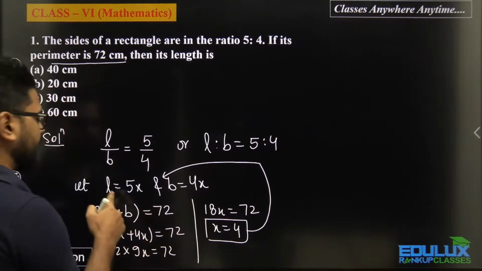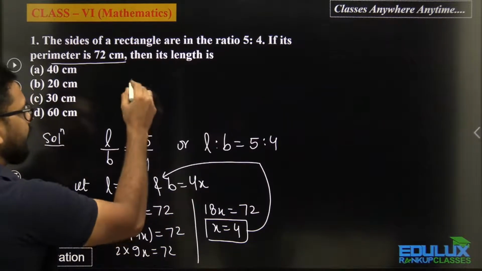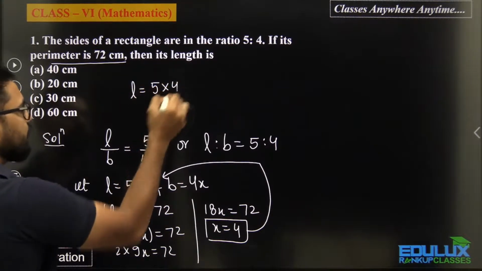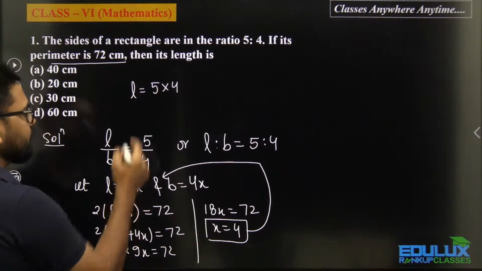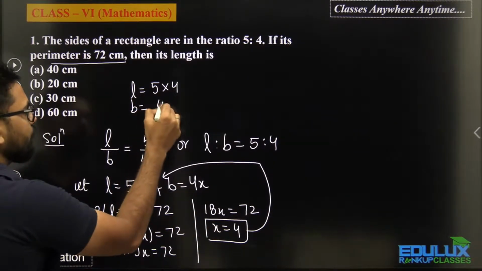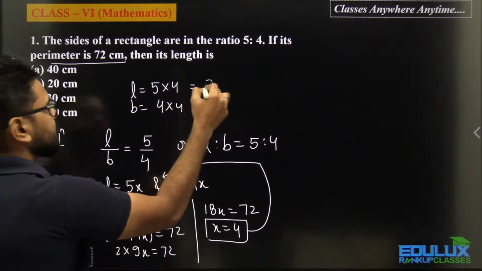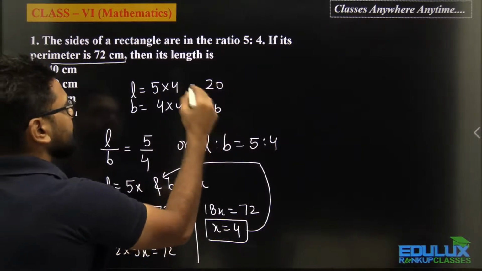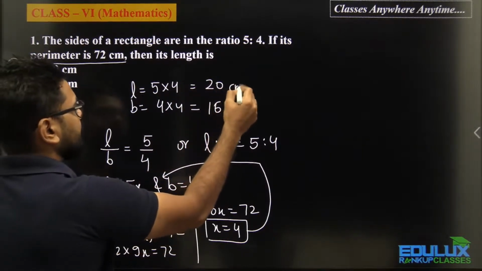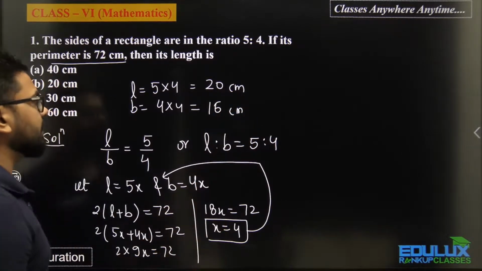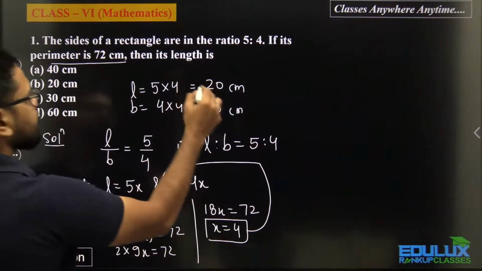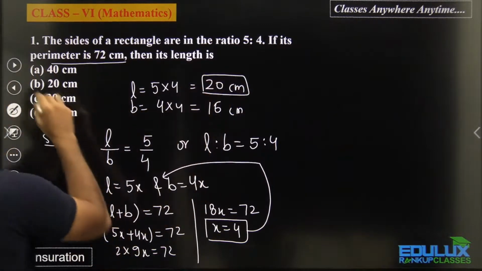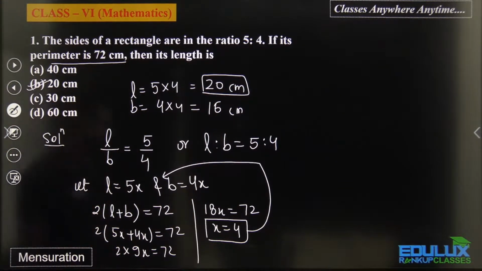तो यहाँ पे देख सकते हैं आप L कितना बन जाएगा? L will be equal to 5 into 4 since x is 4. So 5 into 4, and B is equal to 4 into 4. So this side is 20 and this side is 16. हमें पूछा गया था लेंथ क्या होगी, है ना. We were required to find the length of this rectangle. So length is how much? 20 centimeters is the length and option B is the correct answer.